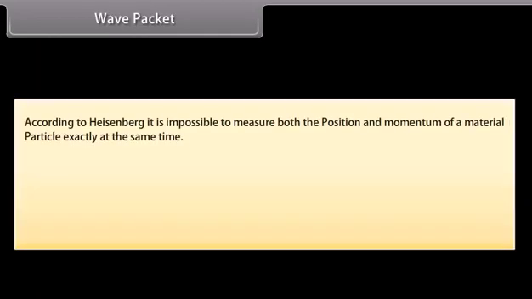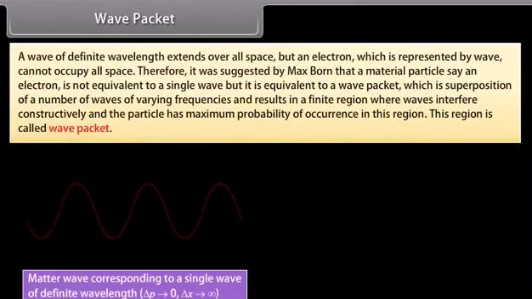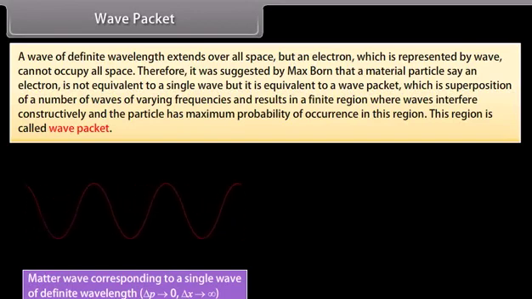Wave packet. According to Heisenberg, it is impossible to measure both the position and momentum of a material particle exactly at the same time. The product of uncertainties in simultaneous determination of position delta x and momentum delta p is of the order of h cap, where h cap = h/2 pi: delta x into delta p is approximately h cap. A wave of definite wavelength extends over all space, but an electron, which is represented by a wave, cannot occupy all space.